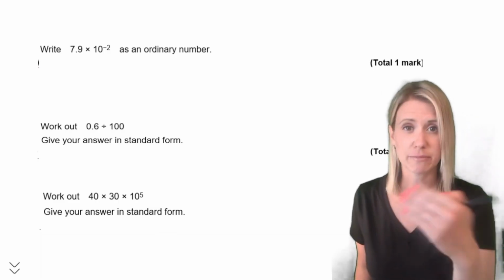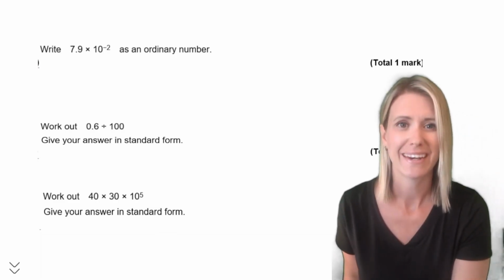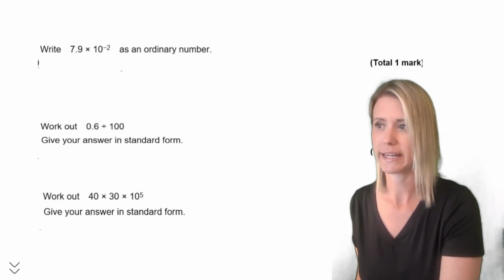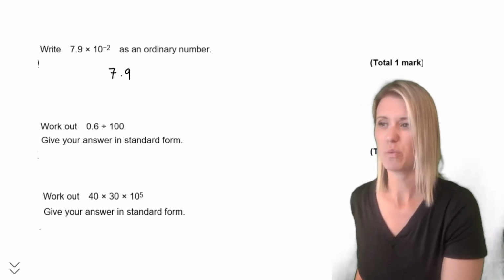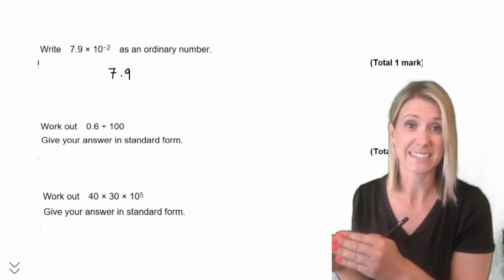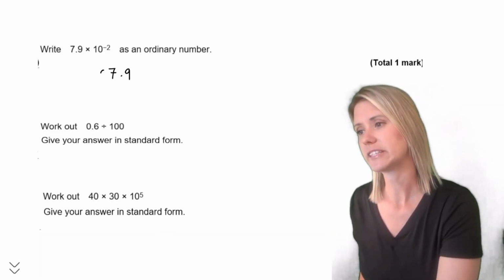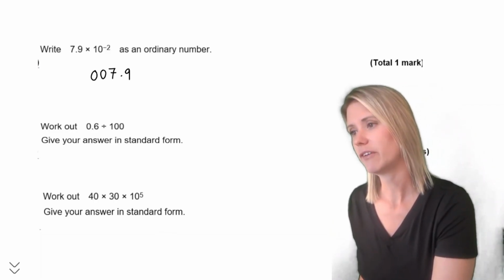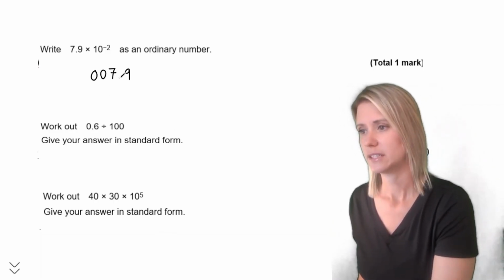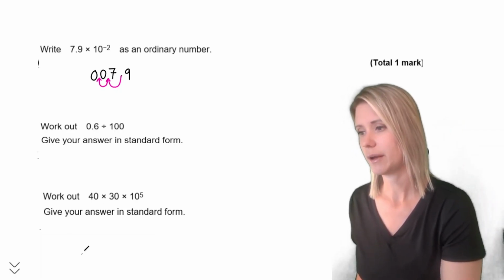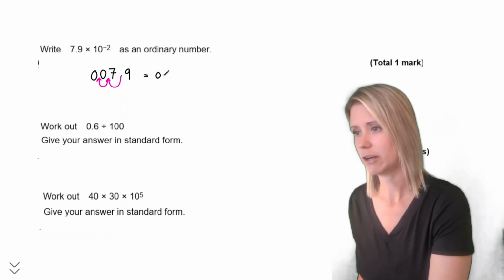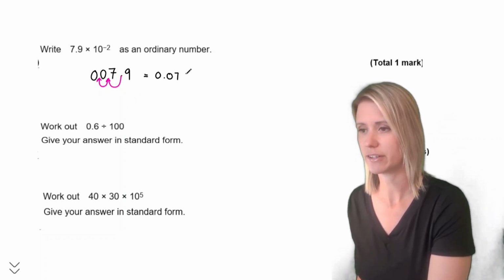Okay, and then going from standard form to ordinary, remember the negatives and making that number smaller. So we're starting with the number 7.9. And we know we're effectively dividing by 10 each time. So let's put some zeros in front of the number, and we're dividing by 10 twice. So that would be divide by 10 once, divide by 10 twice. Our new number is 0.079.